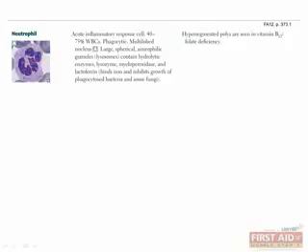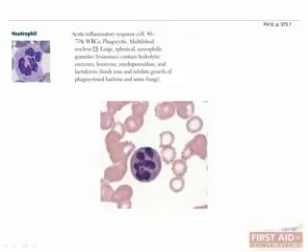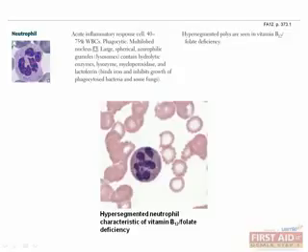For practice, let's try our hands at a sample boards question. A 32-year-old strict vegan comes in with extreme fatigue. CBC shows anemia, and this is the smear. What's going on? The answer is B12 deficiency.